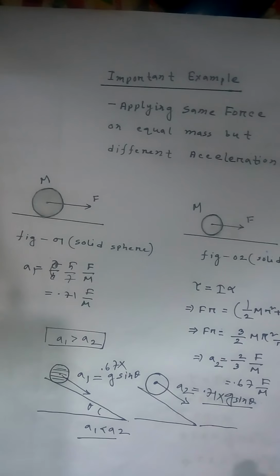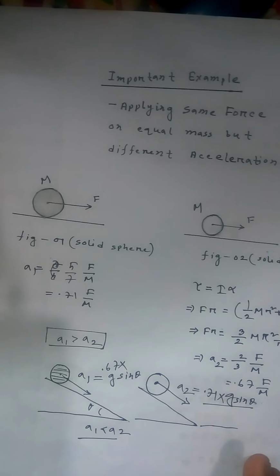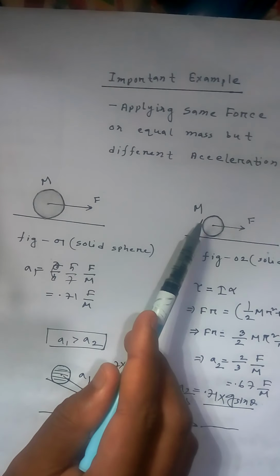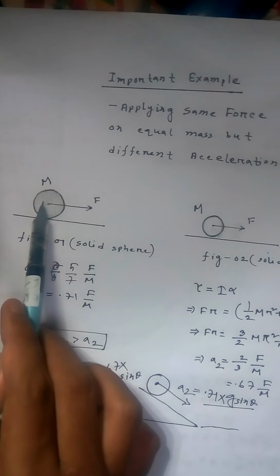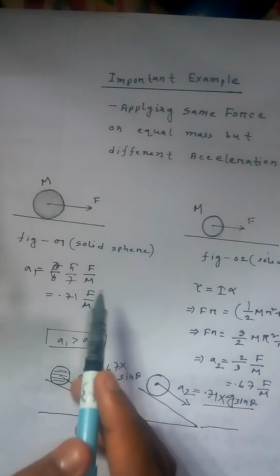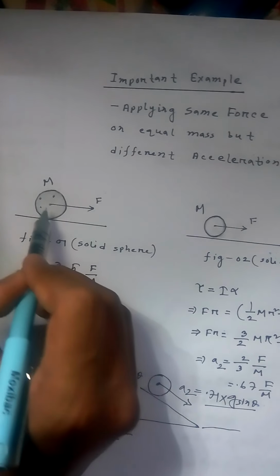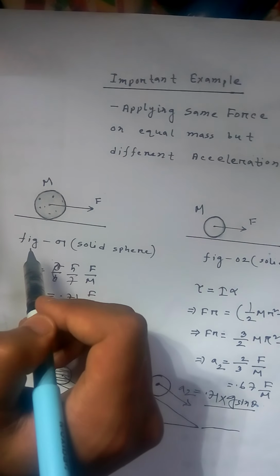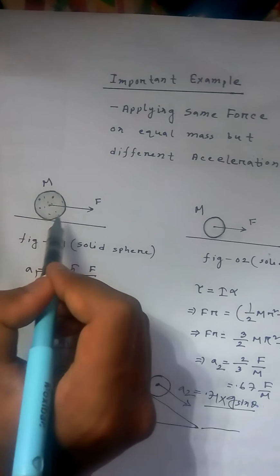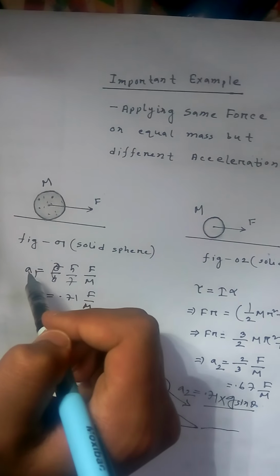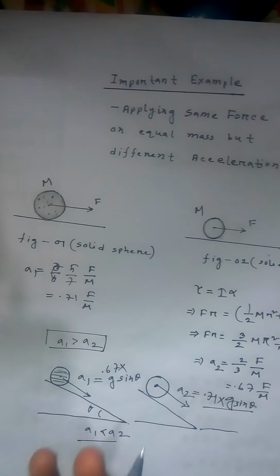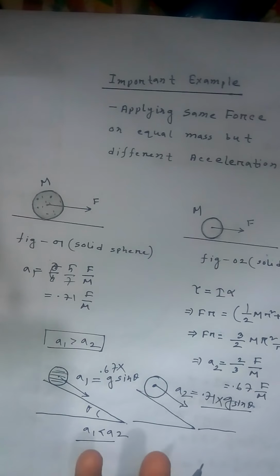The acceleration varies because it depends on the shape of the body, that is, how the masses are distributed.